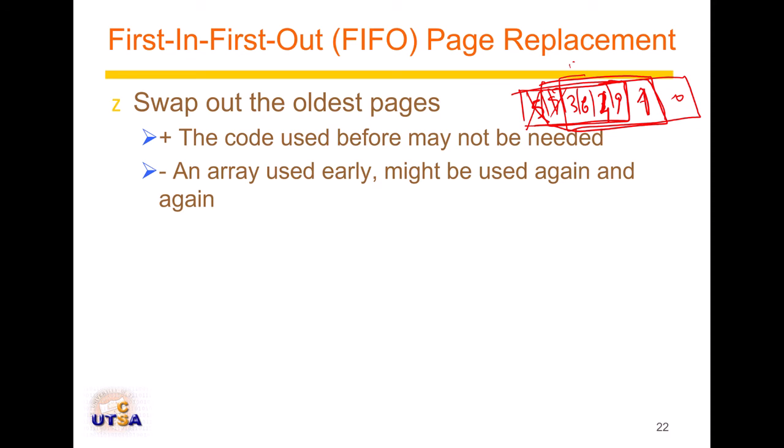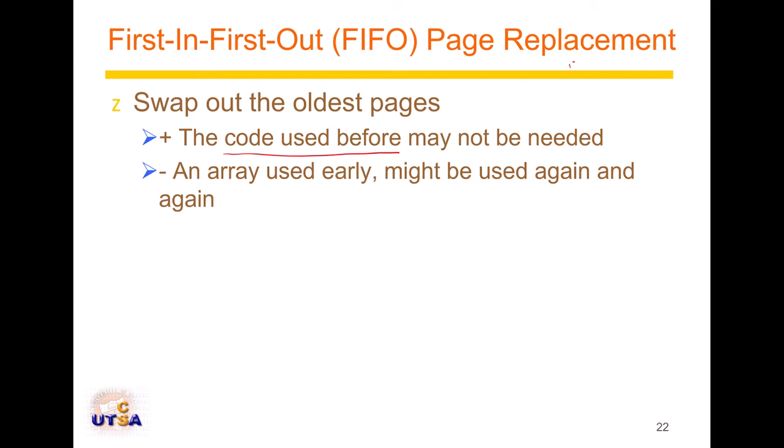Why is this a good heuristic? Because the idea was that the pages that were used before may not be needed anymore, because the program is advancing. But that may not be true. For example, if you have a loop and these instructions are executed, but then the loop comes back here, then these instructions are still needed. So it's not always true, but that's a good approximation.